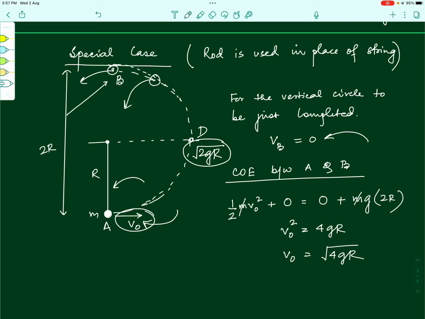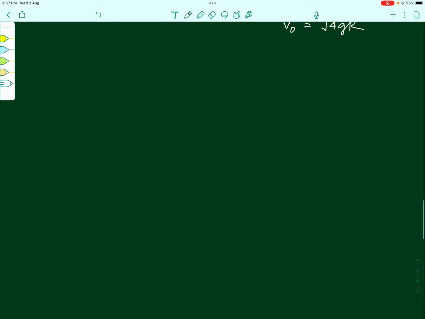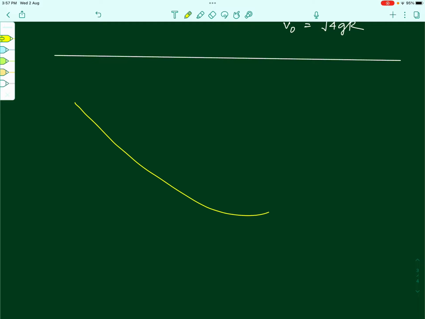So, these are the two basic cases of an important topic called motion in a vertical circle. Let us now take up a couple of examples to see how we use this concept in practical situations. So, we have this first example which says that there is this inclined track which ends up into a circular track of radius r, like this.